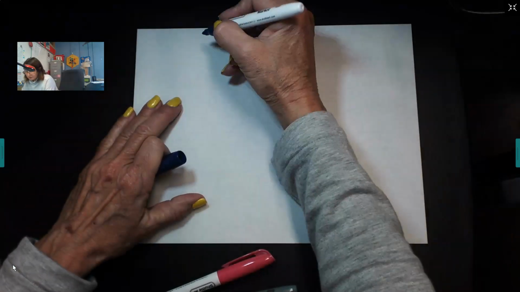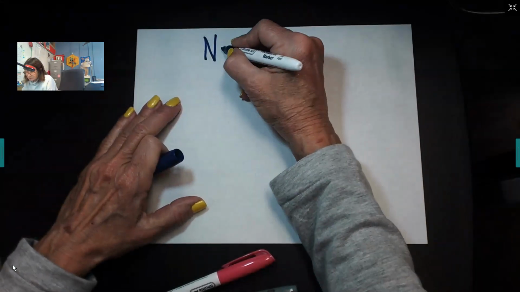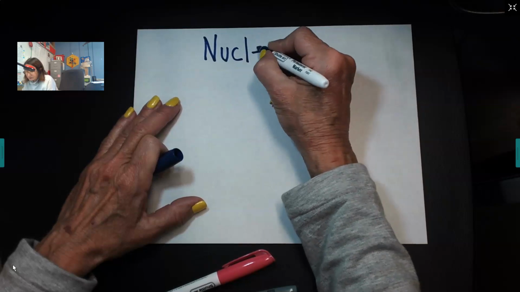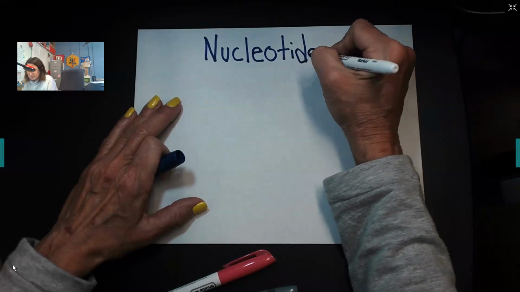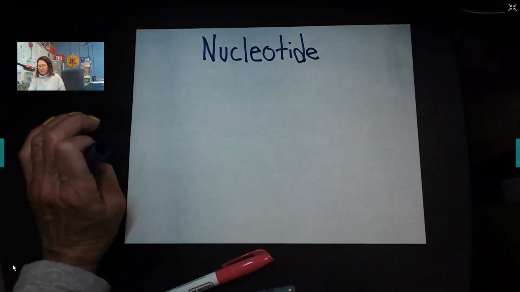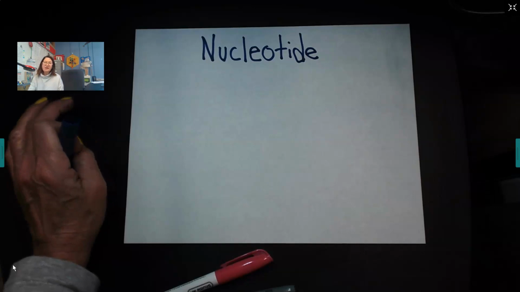Okay, I want to expand on what exactly the nucleotide is and what the different parts of the nucleotide are. So I'm going to be drawing it as I talk about this, so pay attention. First, I'm going to write the title: nucleotide. All the nucleotides are what's going to make up the DNA.